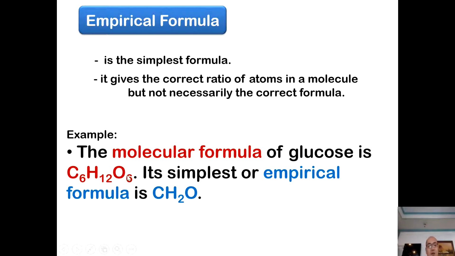It means that in one molecule of this sugar or glucose, it has 6 atoms of carbon, 12 atoms of hydrogen, and 6 atoms of oxygen. But its simplest or empirical formula is CH2O. Okay, so how do we arrive at the simplest formula, the CH2O, from its molecular formula C6H12O6?